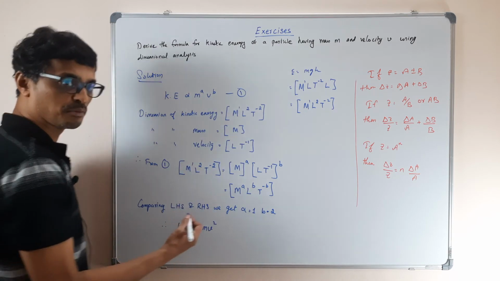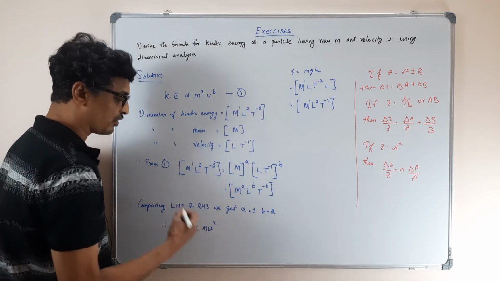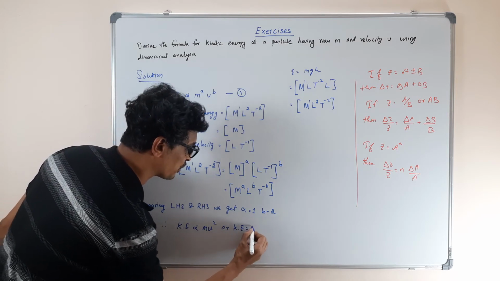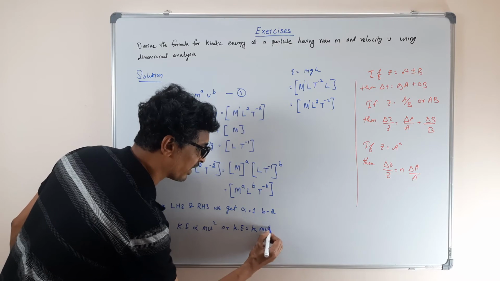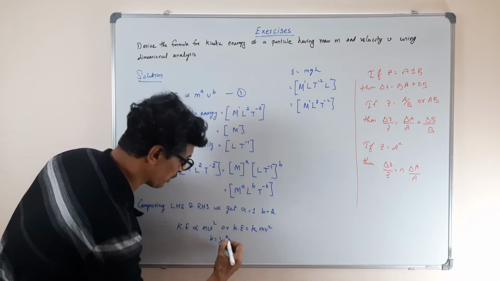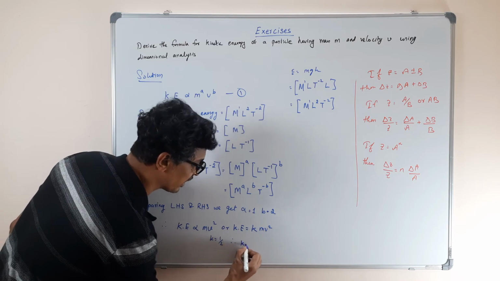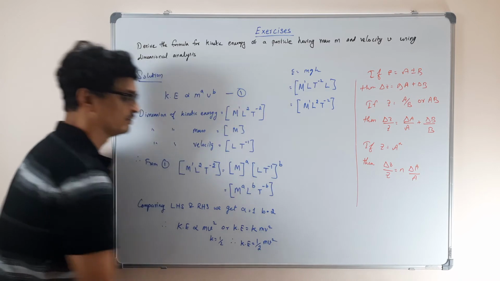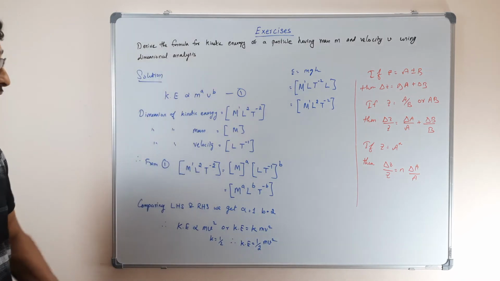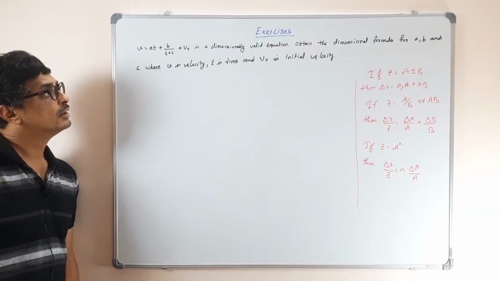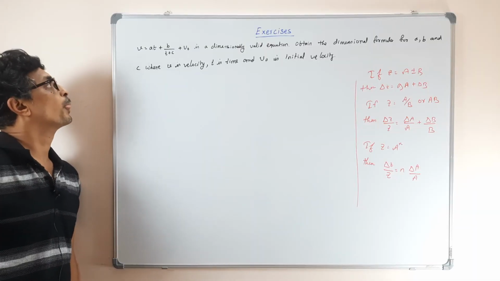And if you actually do the experiments, you will find the constant. Kinetic energy is equal to some constant k times m v square, and we can find k equal to half. That you can do from experiments. Okay, therefore kinetic energy is equal to half m v square. So this is the way your dimensional analysis problem has to be done. This is an important problem.